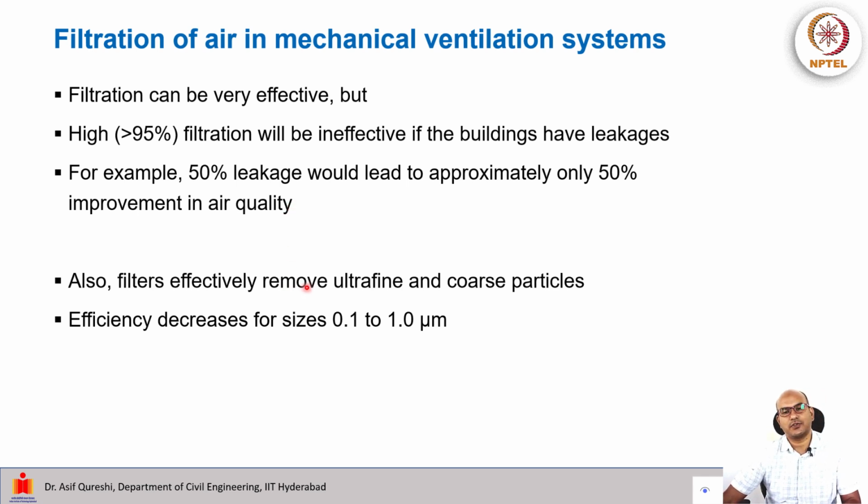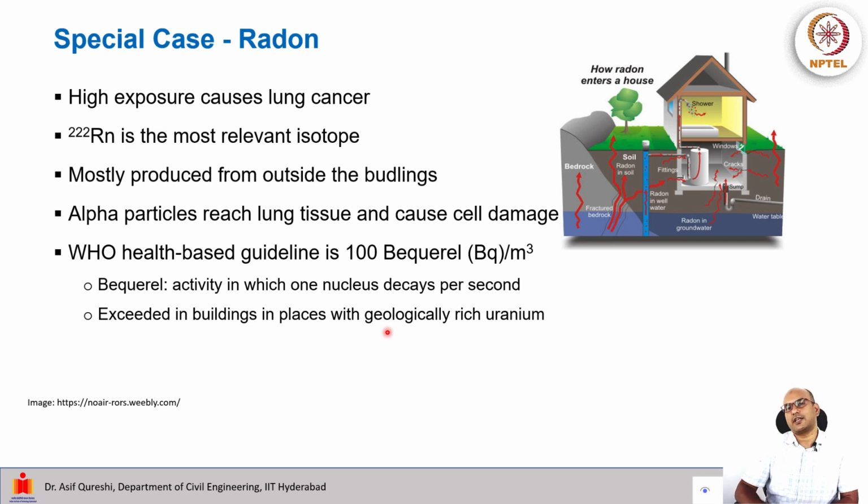Filters generally also effectively remove the ultrafine and the coarse particles, but the efficiency is lower in the particle range 0.1 to 1.0. We will look at this more in the lectures on indoor aerosols. So this is the size band where the efficiency of filtration also reduces. So filtration will not always be good, because we have a low efficiency of removal in the 0.1 to 1.0 micrometer range. So that was about filtration and particulate matter.